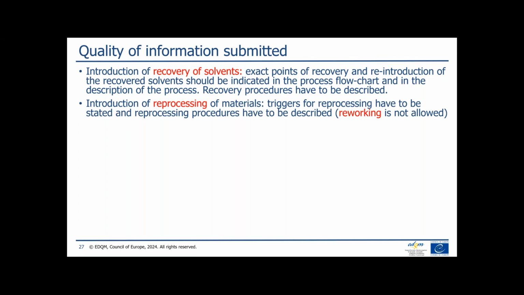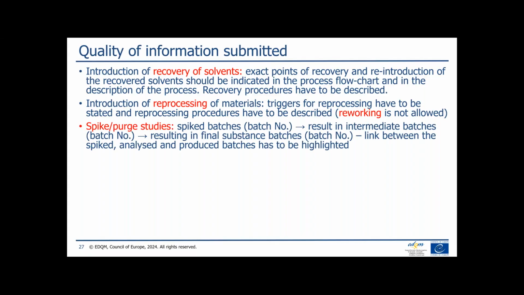Then for reprocessing of materials, clear triggers for reprocessing should be defined, and reprocessing procedures have to be described. Please bear in mind that reworking is not allowed. If you need to perform some spike and purge studies, then you should show us the clear link between the batch that you spiked, then what intermediate batches you obtained from this batch, and then what final substance batches are obtained from these batches, and what the scale of these studies is.